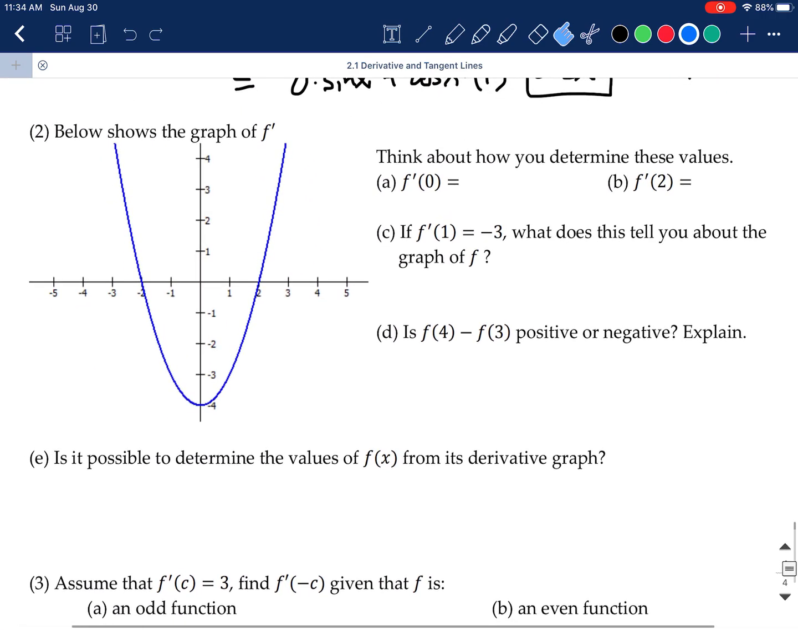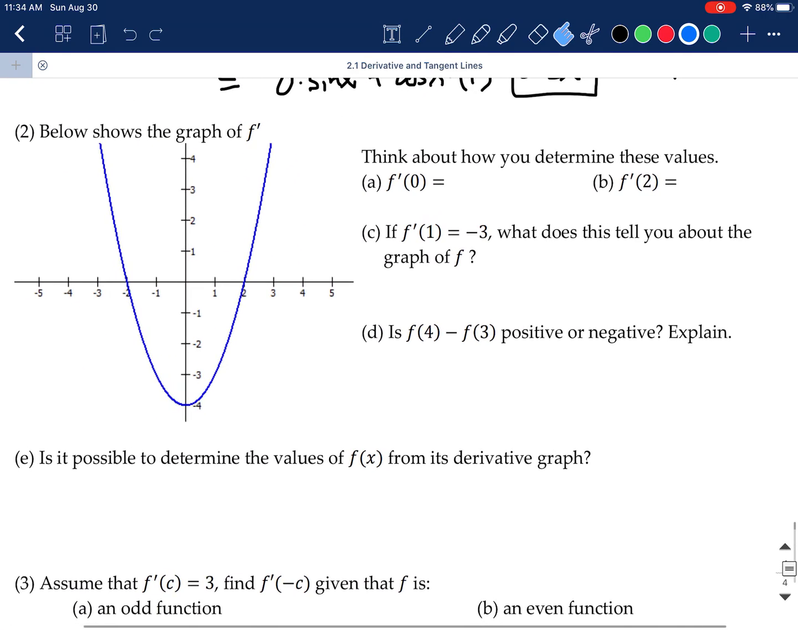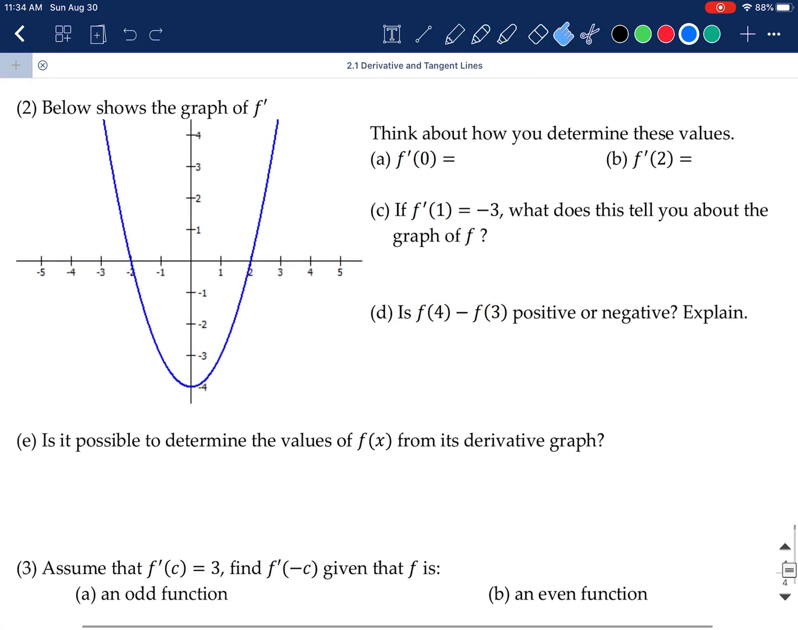For number 2, this is more of an interpretation of the derivative, right? So below we are given the graph of f prime. So again, this graph is the function of the slope values. So f prime of 0 we can see is negative 4 down here. And then f prime of 2 is 0.